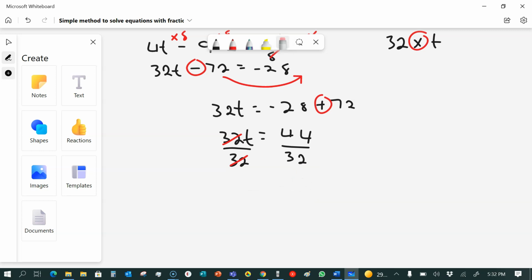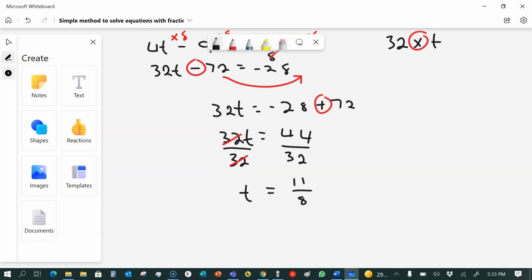I'm going to remove this part. You can actually just say, okay, so here I'm left with t equal to, so the highest common factor that I think exists here will be 4. So I'm going to divide the numerator and the denominator by 4. So 44 divided by 4 is going to give me 11. And then 32 divided by 4 is going to give me 8.